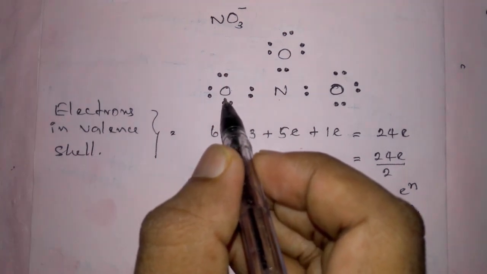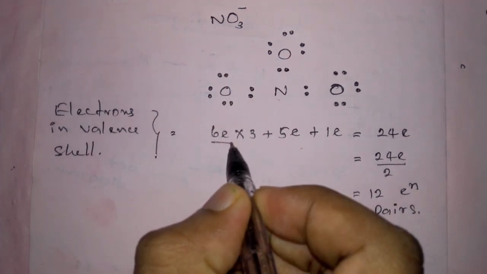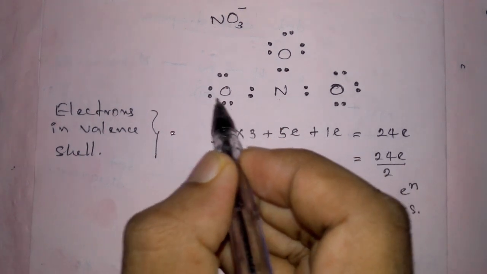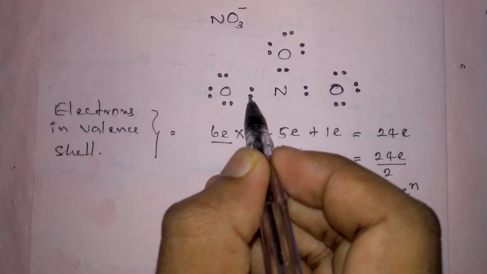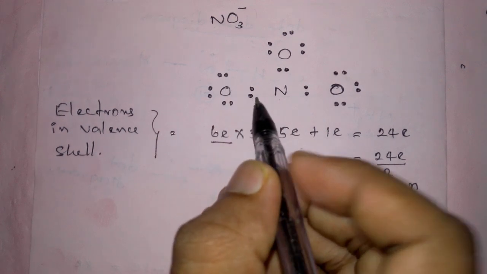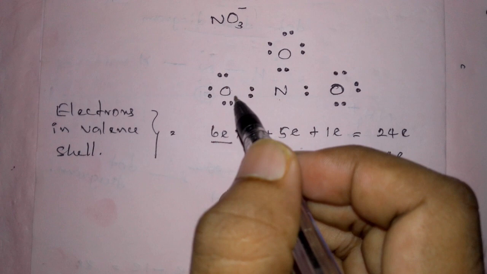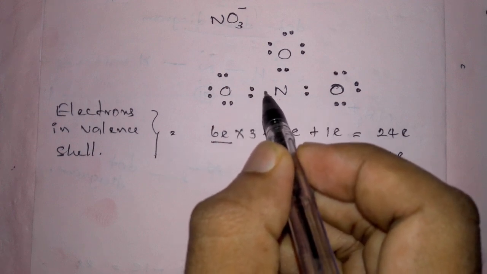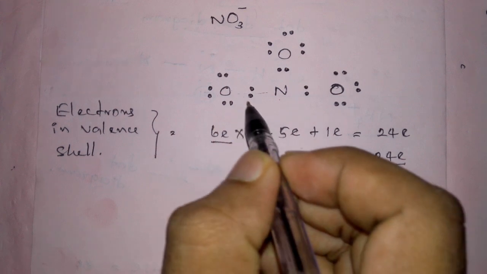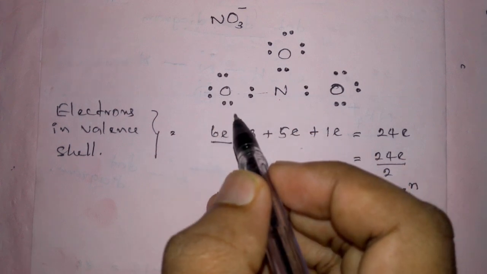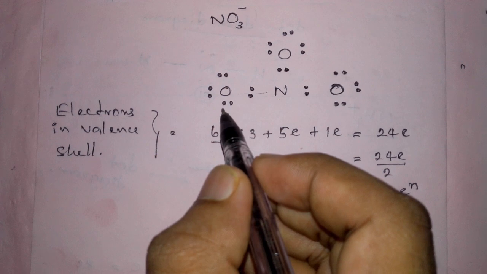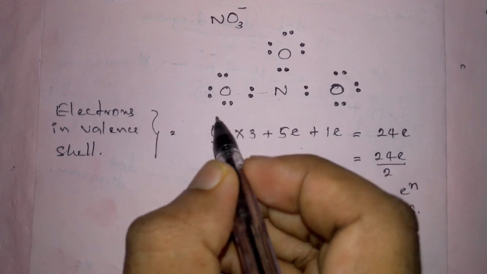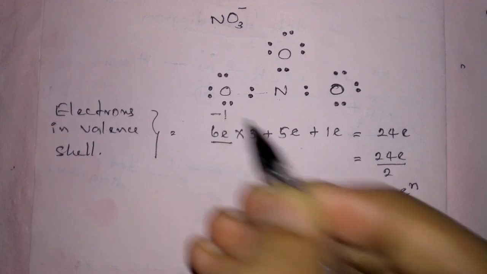Oxygen, it has 6 electrons in the valence shell before formation of bonds. There are 1, 2, 3, 4, 5, 6, 7 electrons after formation of bonds. Consider that we are calculating 1 electron from this bond when calculating a formal charge. So we can see there is an extra electron in this oxygen, so there should be a negative charge.